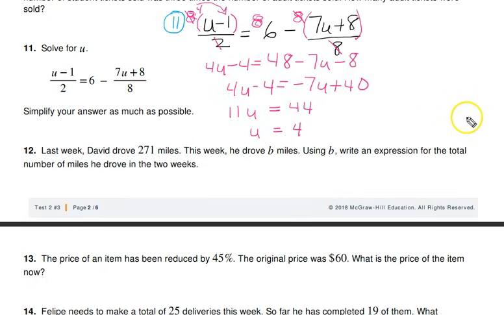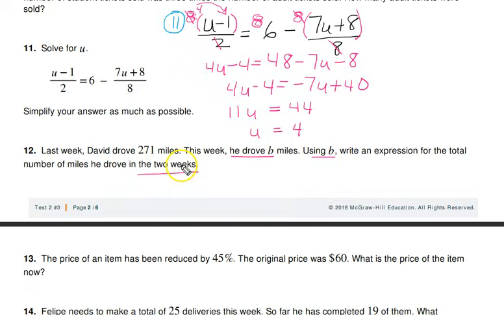Okay, we can leave that there for a moment. Again, you're pausing as needed and going back. I apologize for that little misstep up there. Check your work. It says, last week Dave drove this many miles. This week he drove this many miles. Using B, write an expression for the total number of miles he drove in 2 weeks.